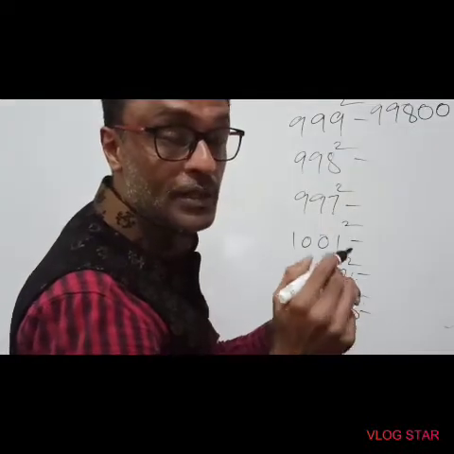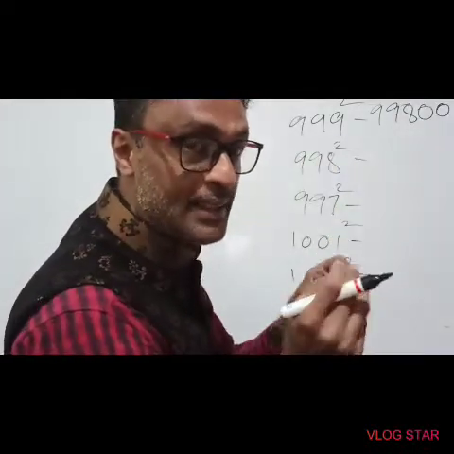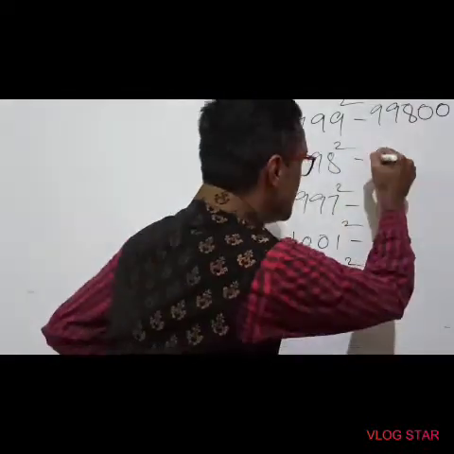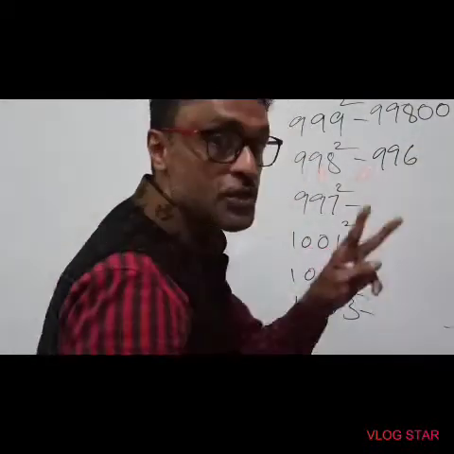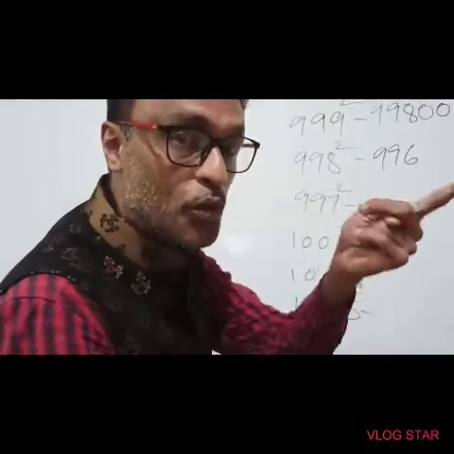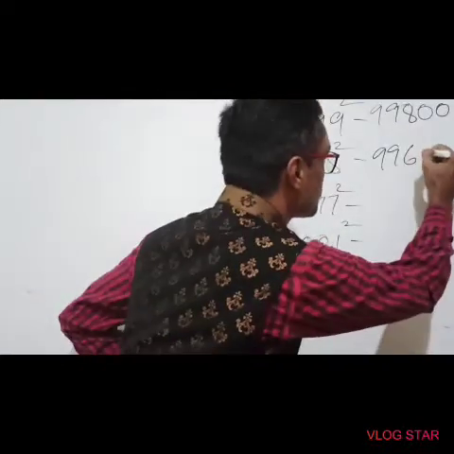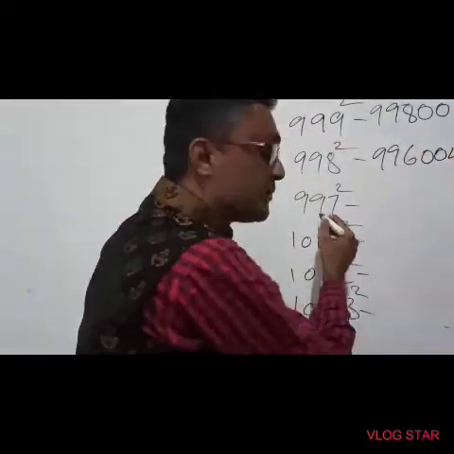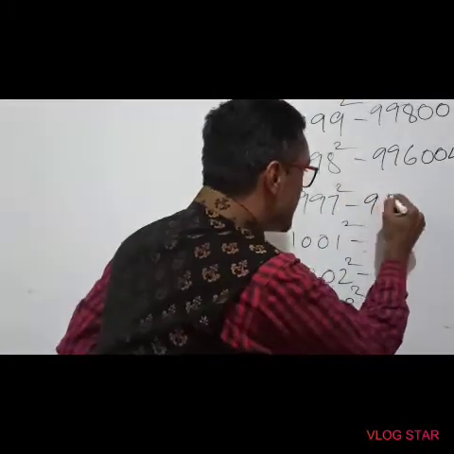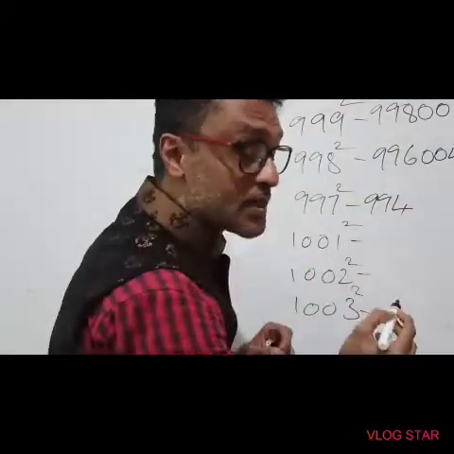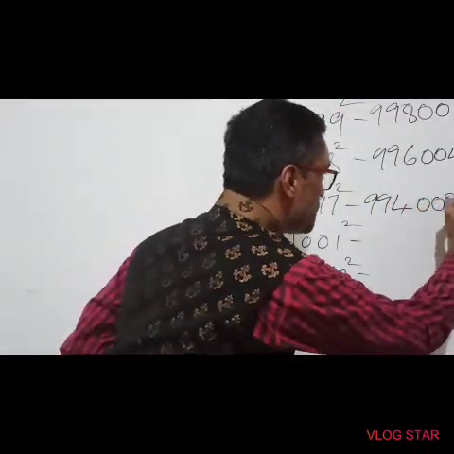998, 1000, difference is 2. Subtract: 998 minus 2, you get 996. Difference is 2. Square the number. 2 square is 4, but it's not just 4, it is 0, 0, 4. 997 minus 3 is 994. 3 square is 9, so 0, 0, 9.